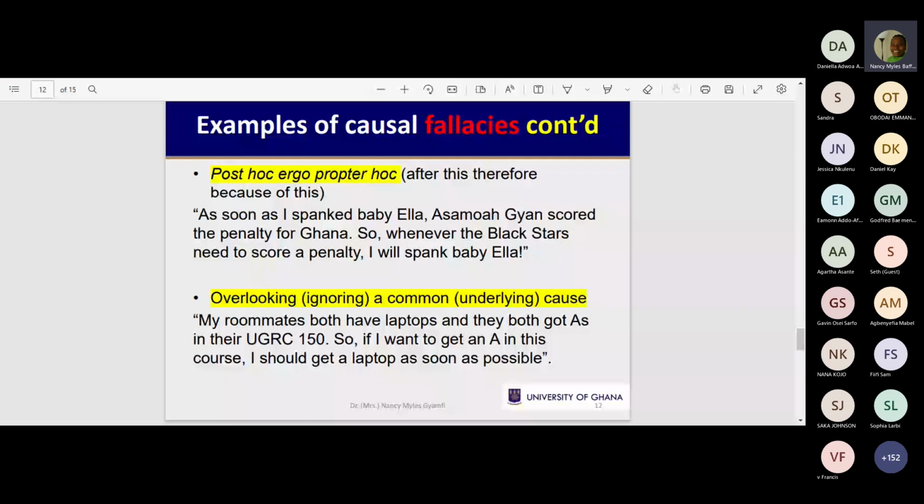They got straight A's. But look at the person's conclusion. So me too, if I want to get an A in this course, I should get a laptop as soon as possible. So if you got the laptop, like they also got, and you don't do what they did with the laptop, how would the A come? It's possible that the laptop helped them to perform better. No doubt about that. No qualms about that.